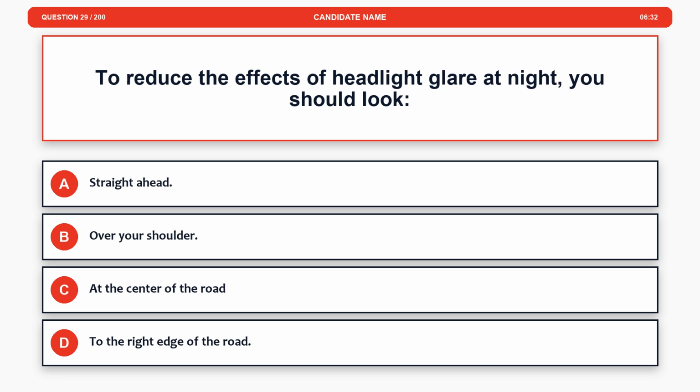Option A. Straight ahead. Option B. Over your shoulder. Option C. At the center of the road. Option D. To the right edge of the road.